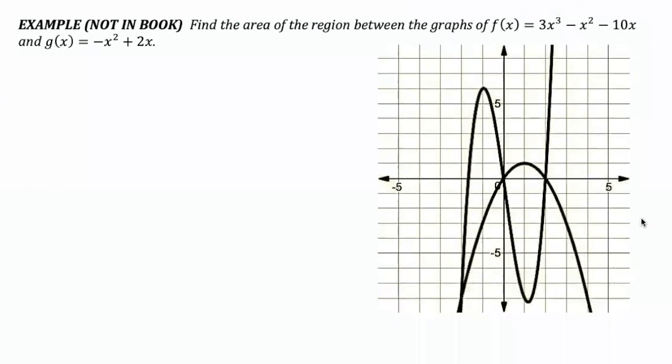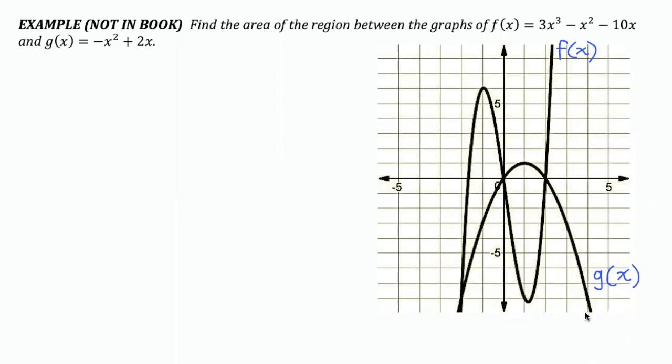In the next example, you can see the graph has already been created for us. And we're looking for the area of the region between the cubic and the quadratic. Now the cubic is the one that's kind of bouncing, going up and down. So this is my f of x. And the one that's curved downwards, the parabola, is my g of x.